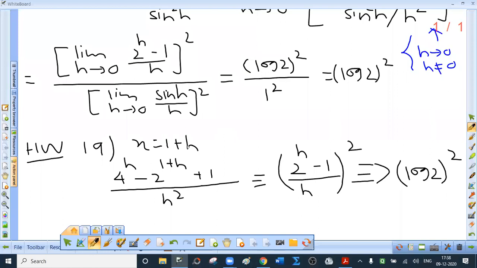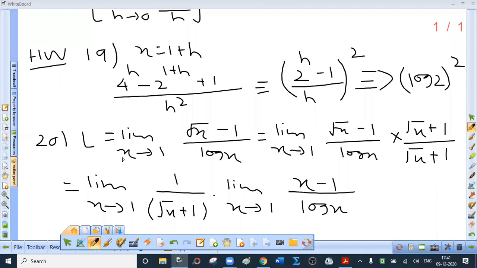Actually 19th is similar to 18th. Here you have to put x equal to 1 plus h. So the function becomes, see, this is a hint, this is not the solution. Otherwise I would have written limit every time. So 4 raised to h minus 2 raised to 1 plus h plus 1. The numerator is the square of (2 raised to h minus 1). The denominator is h square. Yes, the answer is again the same, square of log 2.